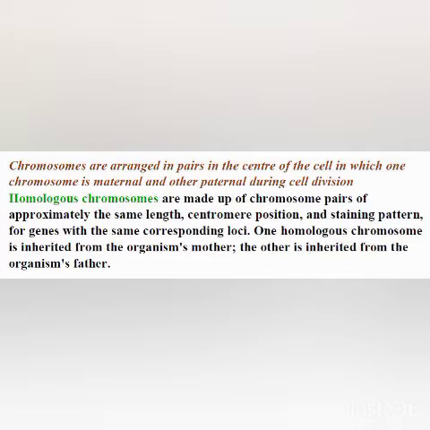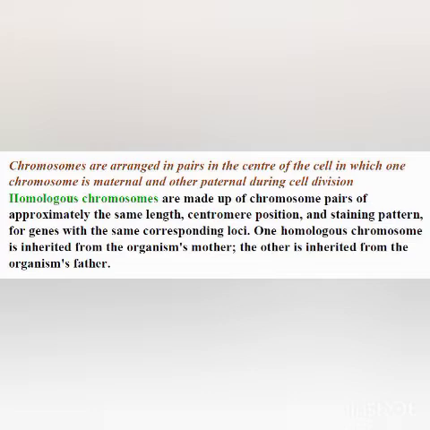All the 46 chromosomes pair and lie in the center, and these chromosomes of a pair are homologous chromosomes. What are homologous chromosomes? Homologous chromosomes are a pair of chromosomes of approximately the same length, with the same position of the centromere, and they carry the genes controlling the particular trait at the same position. That is very important. Please pay attention.